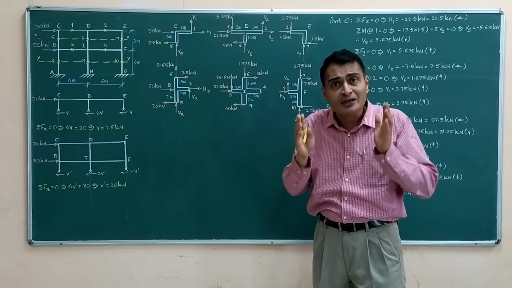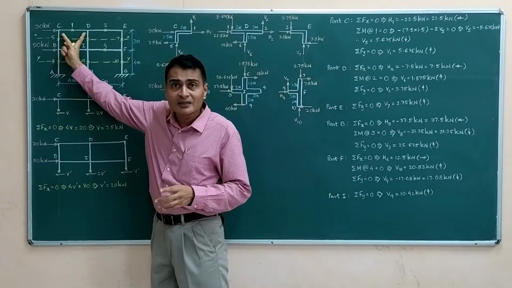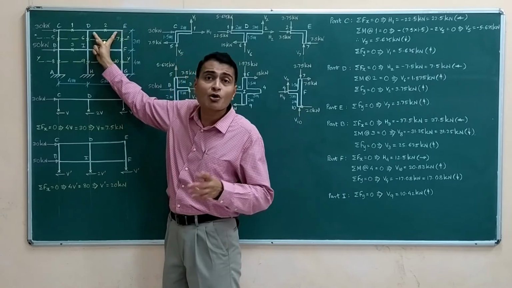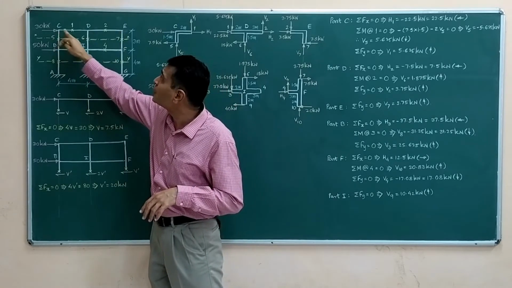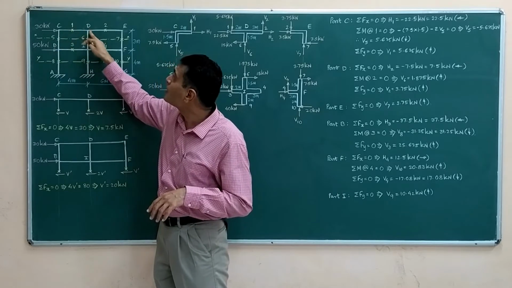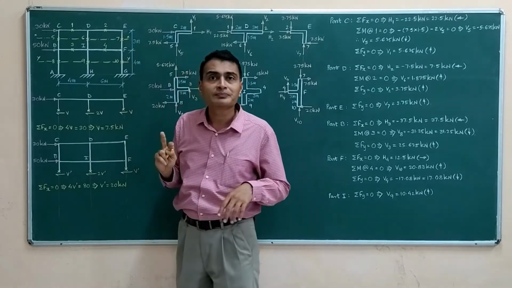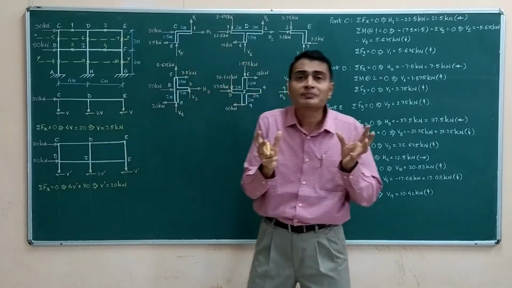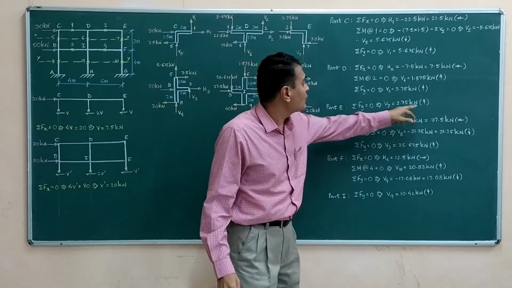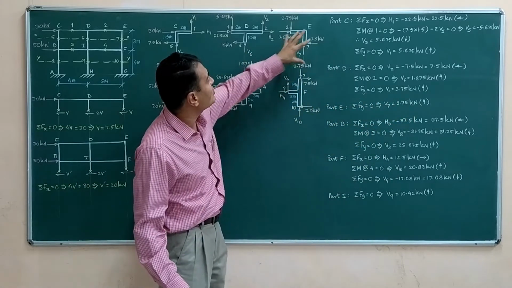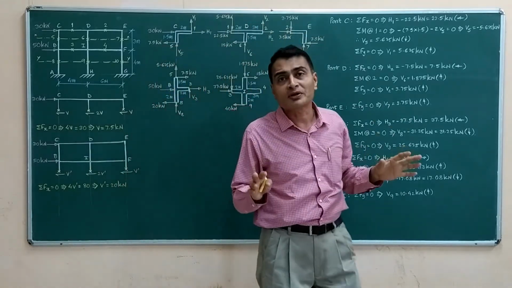original span. Try to understand, we are not discussing FBD of CD. We are not discussing FBD of D to E. We are discussing FBD of 5 to C to 1, 1 to D to 2 to 6 and 2 to E to 7. These corners. So, apply sigma Fy equal to 0. Get your answer. So the top floor analysis is over.